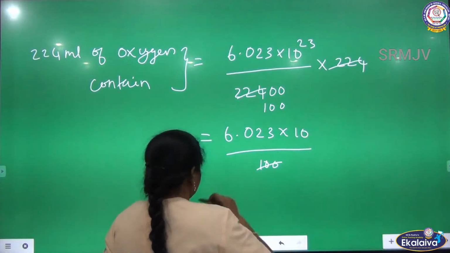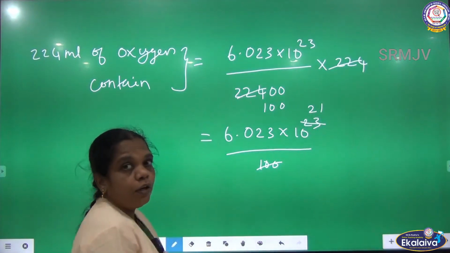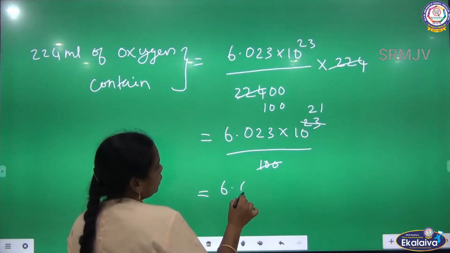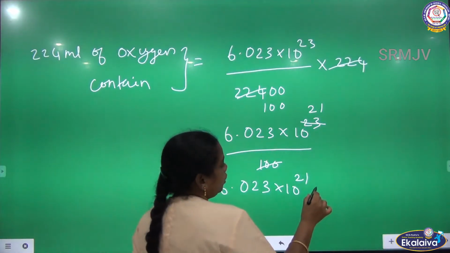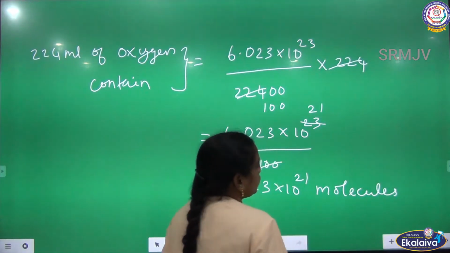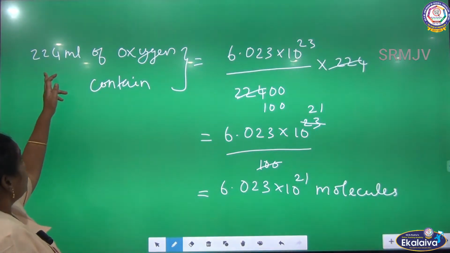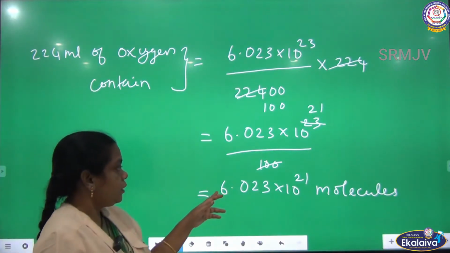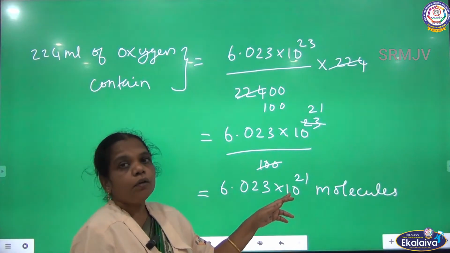You cancel this 0, this becomes 21. So now 6.023 into 10 to the power 21 molecules. So how many molecules are present in the given volume of oxygen gas? 224 ml of oxygen gas contain 6.023 into 10 to the power 21 molecules.